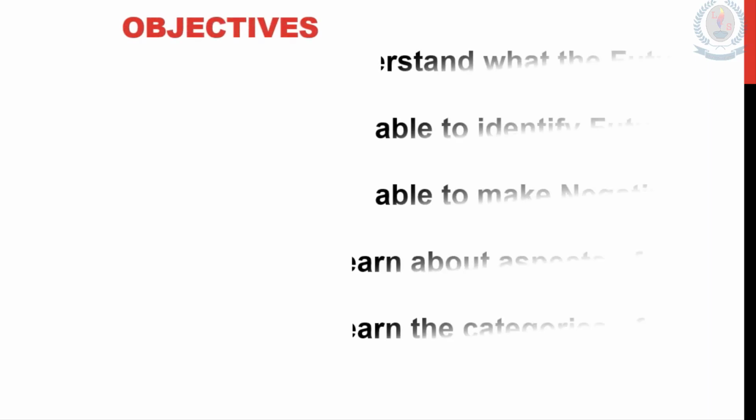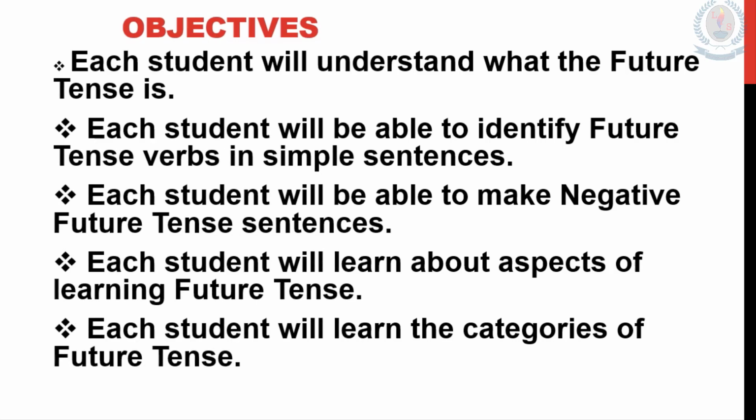Okay, then move on to the objectives. Each student will understand what the future tense is. Each student will be able to identify future tense verbs in simple sentences. Each student will be able to make negative future tense sentences. Each student will learn about aspects of learning future tense. Each student will learn the categories of future tense.